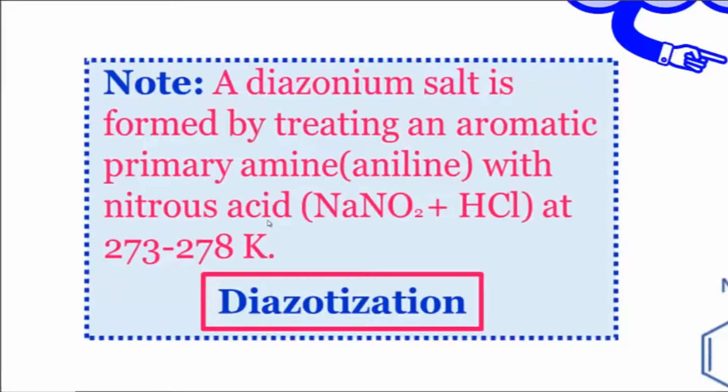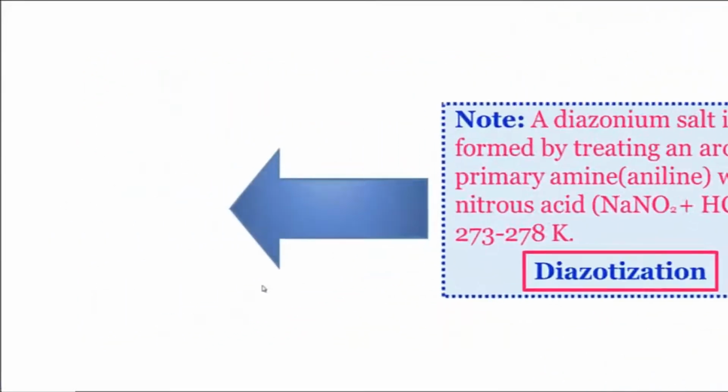How do we get this nitrous acid? Sodium nitrite is treated with HCl at ice cold condition, that means at a temperature of 273 Kelvin to 278 Kelvin or 0 degrees Celsius to 5 degrees Celsius. So when we treat sodium nitrite with HCl, this NO2 and H will combine forming nitrous acid, Na will combine with Cl forming NaCl. Now this will further react with aniline.